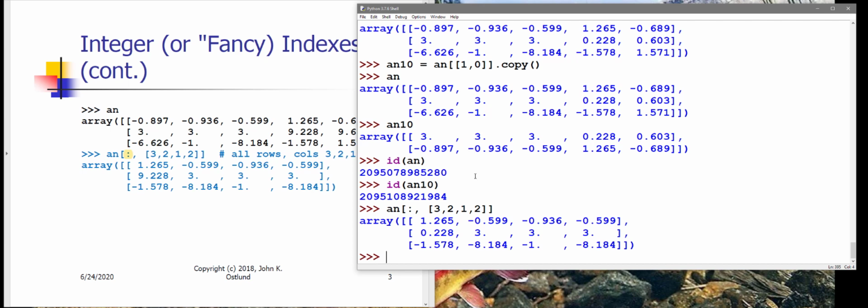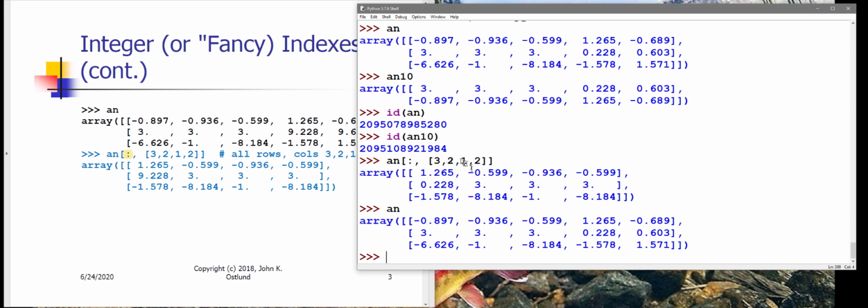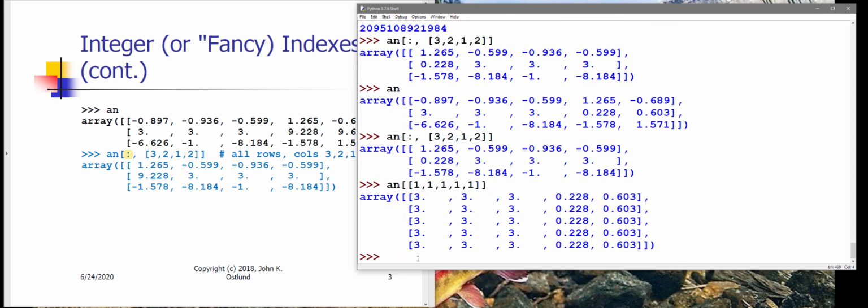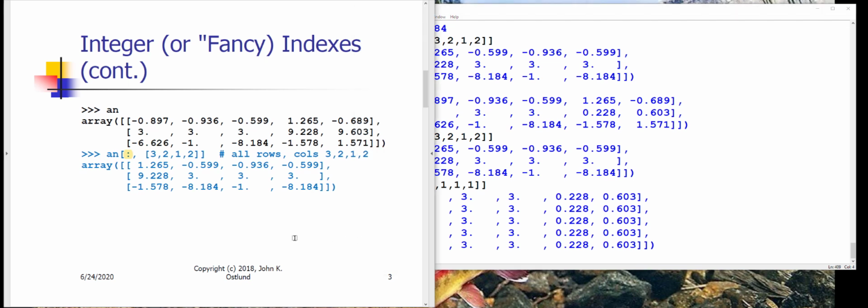All right, so let me do this again. So here's AN. That's what AN contains. And here is AN, all rows, but columns sub 3, sub 2, sub 1, and then sub 2 again. All right, so I have column sub 3 first, then sub 2, then sub 1, and then another copy of column sub 2 out here. All right? So that's what fancy indexes are about. You can not only select, but you can also change the orders of rows and/or columns. If I were to say AN sub, and then in square brackets, 1, 1, 1, 1, 1, now I'm going to get 5 copies of row 1. Row sub 1, which is the second row.